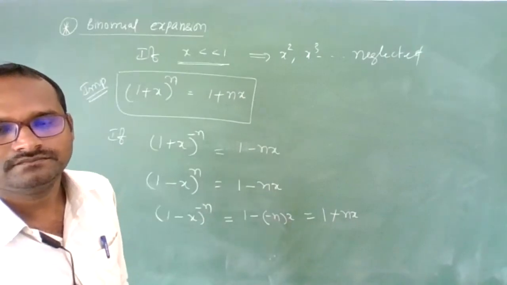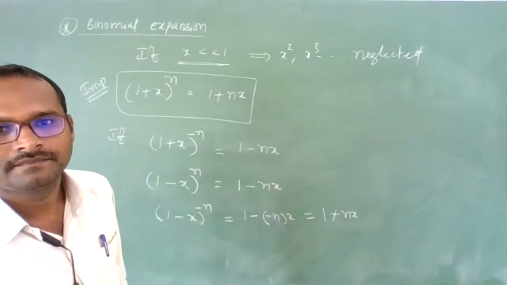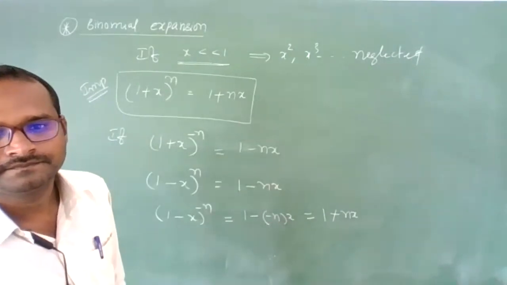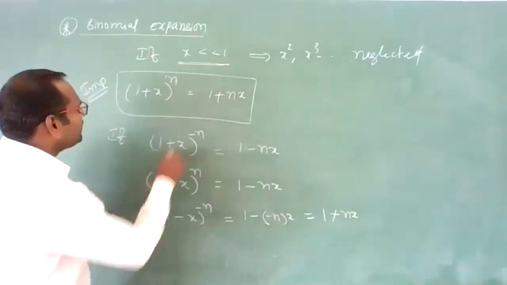Got it? Okay? Clear? Means here n value can be anything.